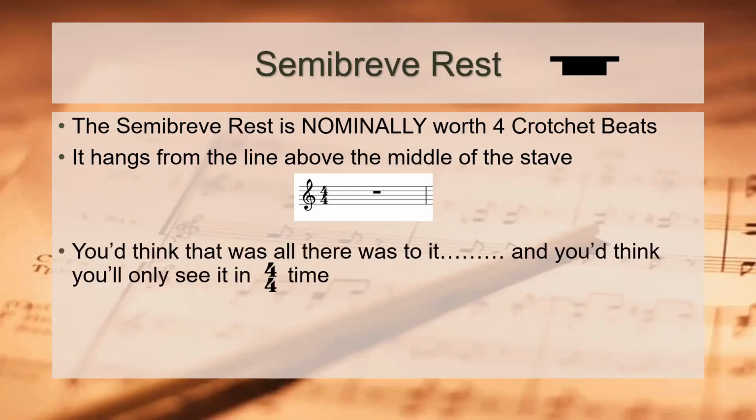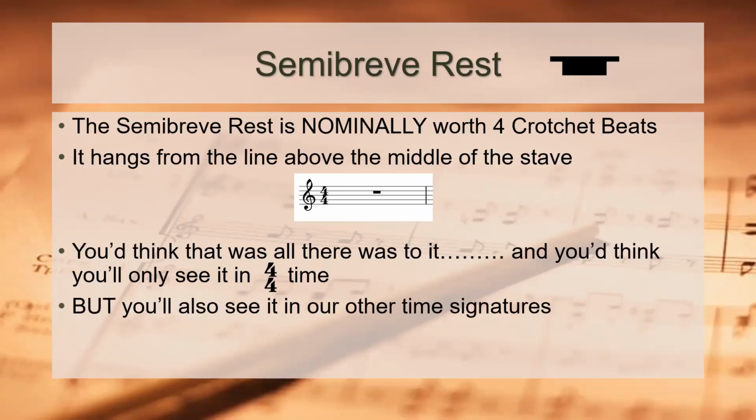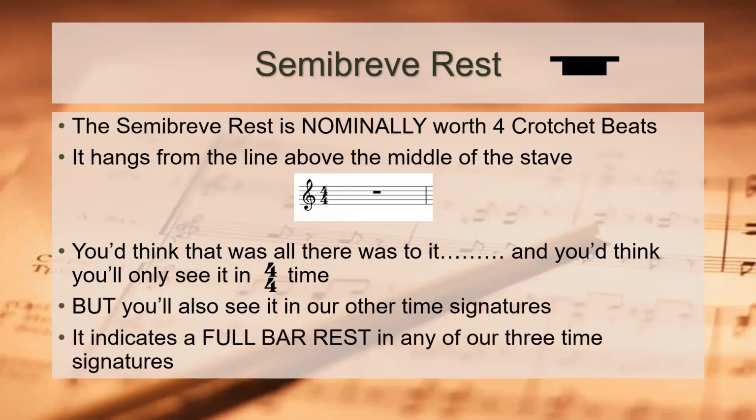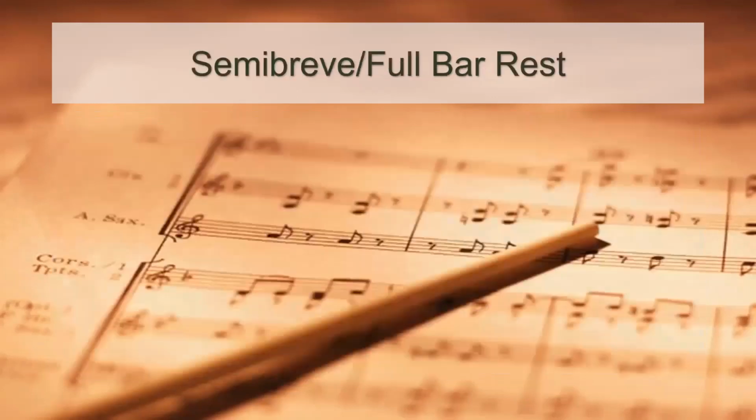Now you'd think that was all there was to it, and you'd think you'd only see it in a 4/4 time signature, but as I hinted earlier, it means slightly more than just the four beats. You'll see it in other time signatures because it indicates a full bar rest in any time signature. Most specifically, because we're learning, we've only really done the 3/4, the 2/4 and the 4/4 time signatures. We understand that the semi-breve rest hanging, as we've said, from the line above the middle line on the stave indicates a full bar of rest in any of our 3 time signatures.